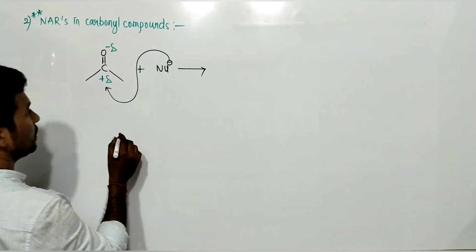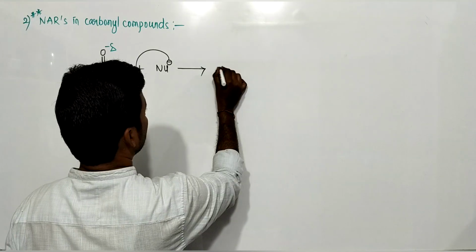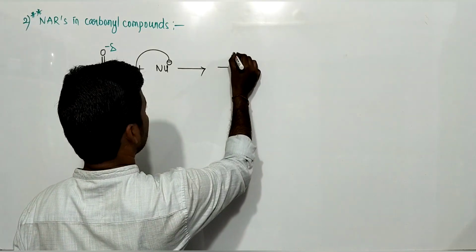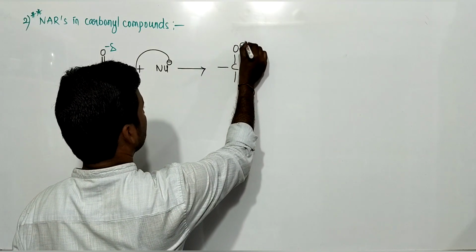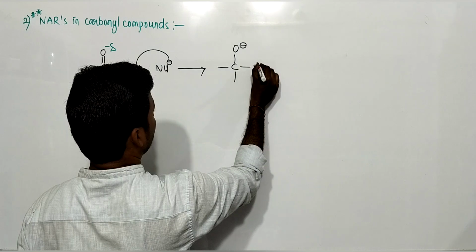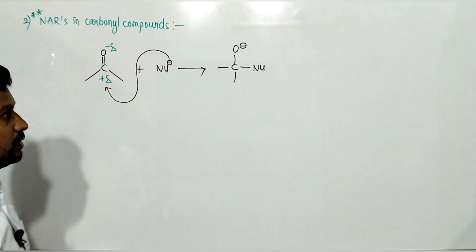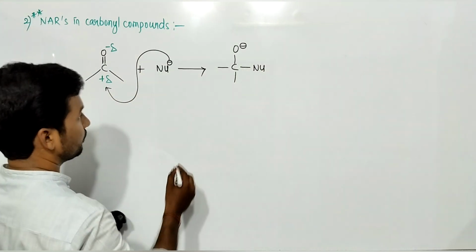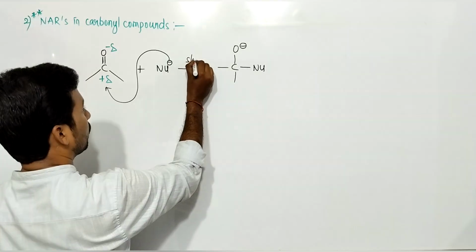After addition of nucleophile, here already two bonds are there. This oxygen completely takes the pi electrons. Here some nucleophile is added. Okay, so this reaction is slow.